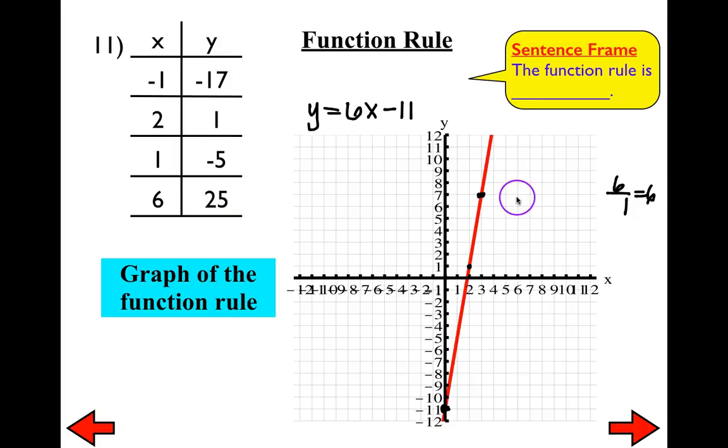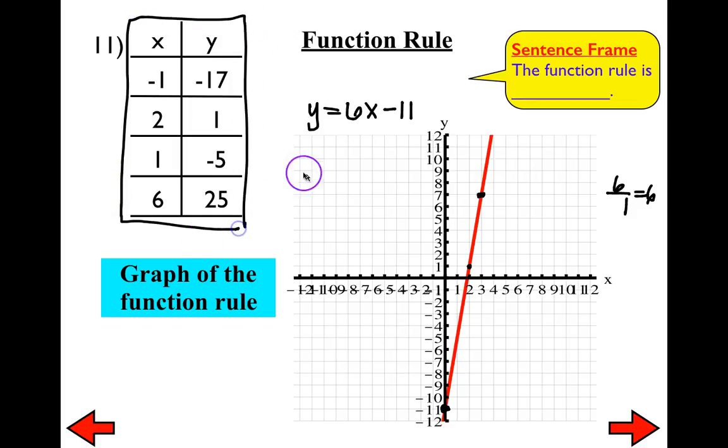So notice if it's difficult for you to just look at the table and try to find the function rule, you always have a graph as an option. Just understand that a graph could be limiting as well, because notice this didn't fit on the graph, nor did this. So you would at least need 2 points to be able to figure it out. If you only had 1 point, it really wouldn't help you. So just keep that in mind.